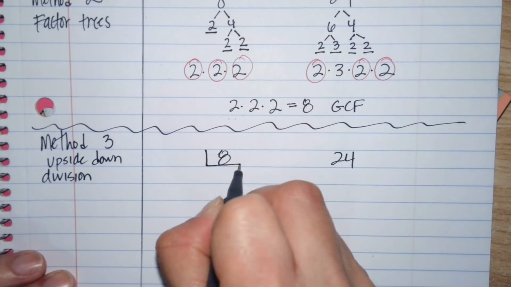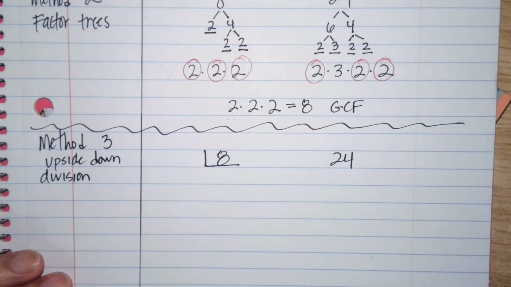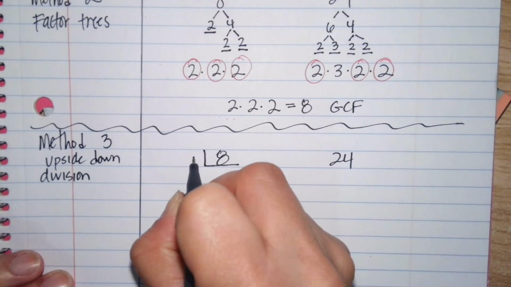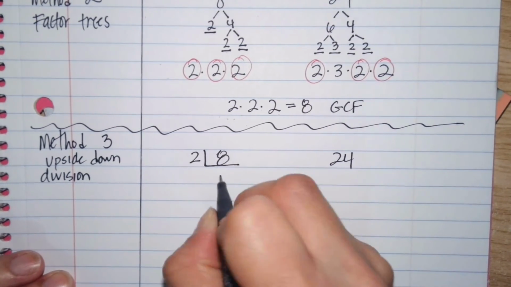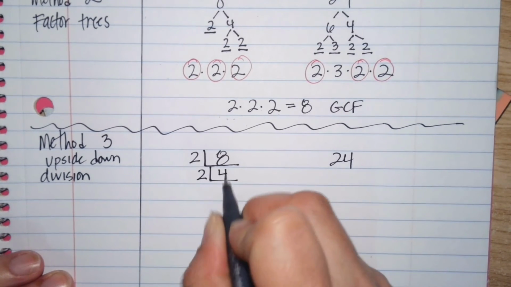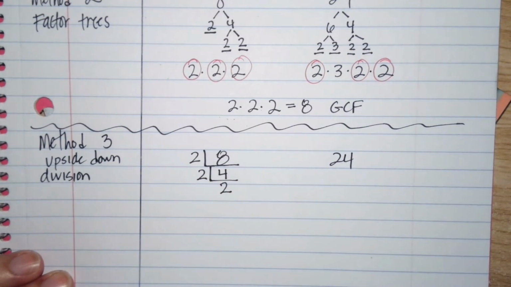So what I mean is I am going to make this upside down division, and I can only divide by prime numbers, so 2, 3, 5, 7, 11, 13, and so forth. So because this is an even number, I know I'm going to divide by 2. That leaves me with a 4. 4 I can also divide by 2 again, and that leaves me with a 2. And all of these numbers are now prime, so I'm done.